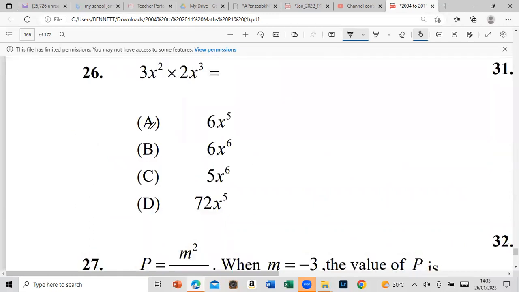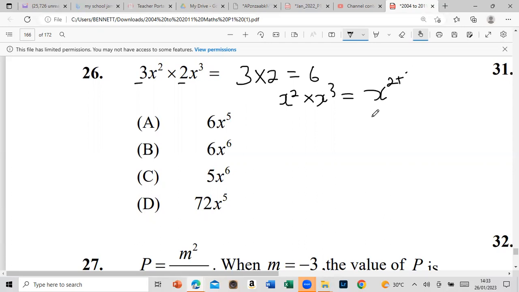Alright. So we have 3x squared times 2x cubed. So first we multiply the whole numbers. So it's 3 times 2 is equal to 6. And then as we were discussing up here, so x squared times x cubed is equivalent to x to the... So when the base is the same, we add the powers. So we just add these, and that will be x to the 5. So we don't say 2, 3, 6, right? It's this one here, right here. Let's move on to 27.